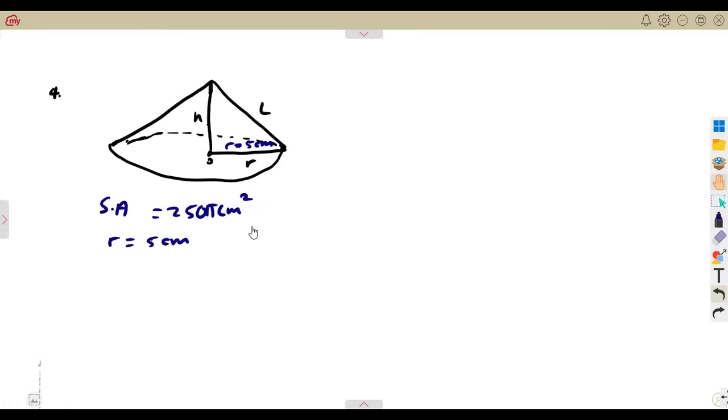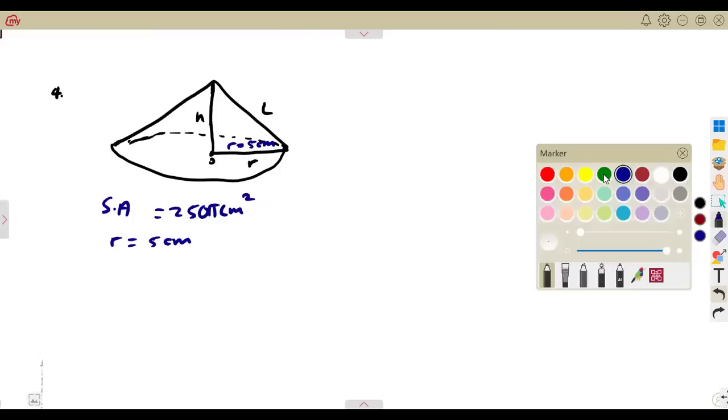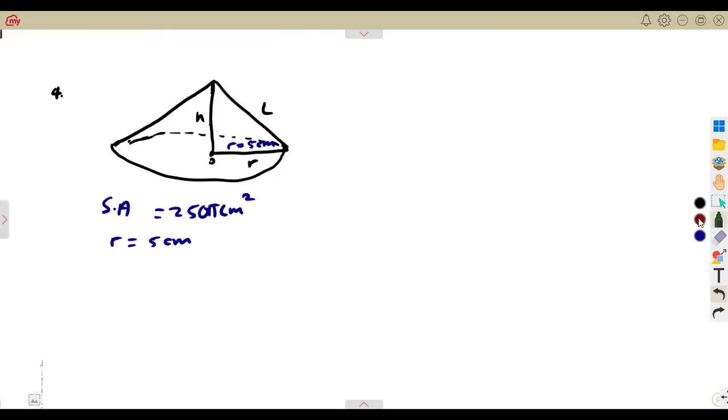You have the surface area in this case. This is the only thing that you can think of from what we are given. We need to calculate the perpendicular height. We only have the surface area and the radius. So let us consider what we have on our formula sheet, so that we can also understand our formulas there.